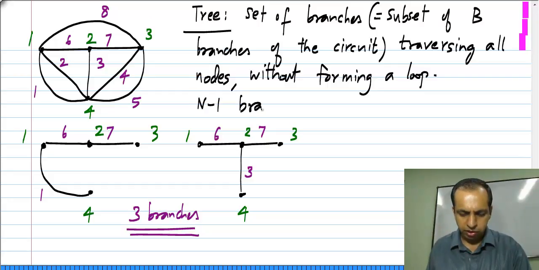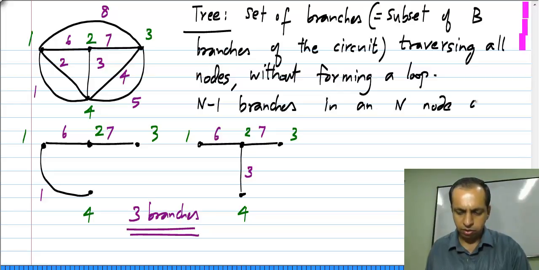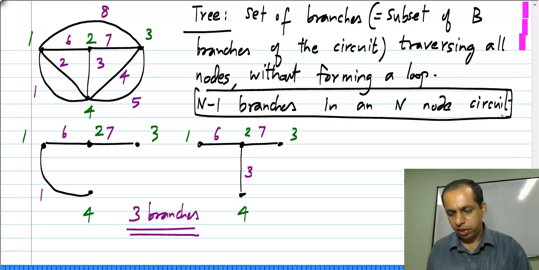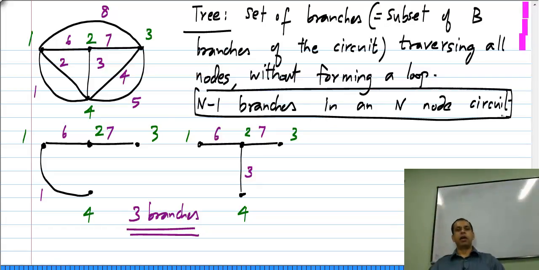So, there will be n minus 1 branches in an n node circuit. Remember we are starting off with a circuit with B branches, and out of that we will take n minus 1 branches to form the tree.